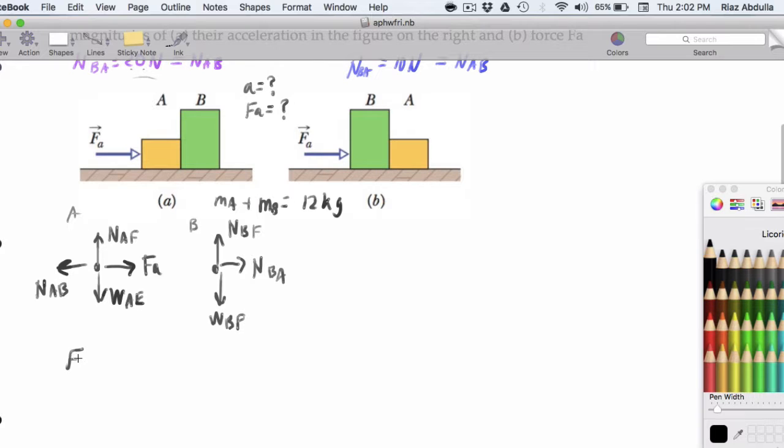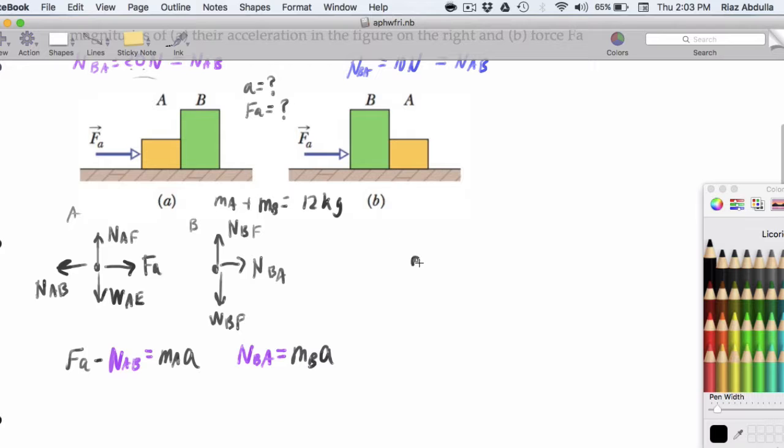So I have FA minus NAB equals the mass of A times its acceleration. And then horizontally for the block B, I have the normal on B due to A equals MB times the acceleration.